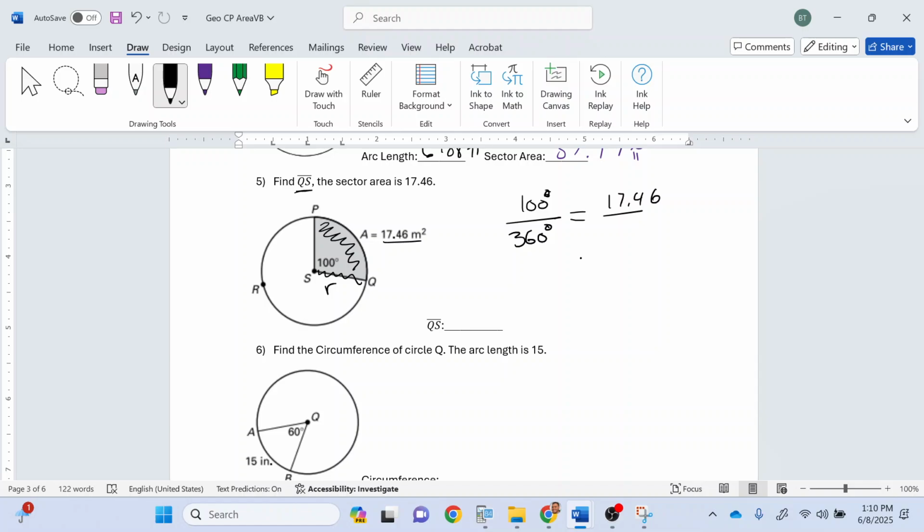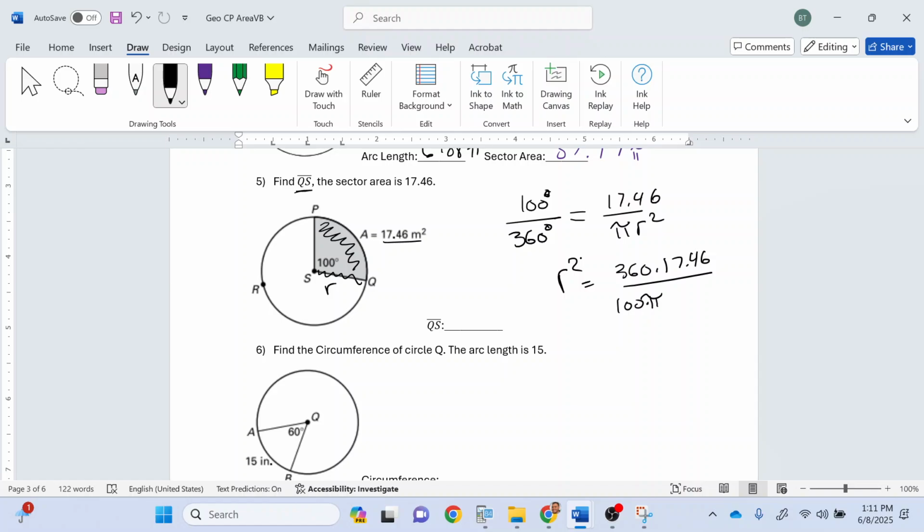in this case, I want to figure out what is the circle or the radius. So I'm going to use the formula pi r squared. So in this case, I'm going to have to find r by itself. I'm going to do a little bit of algebra, and I'm going to get r squared equals 360 times 17.46 divided by pi times 100 on the bottom. And then I'm going to have to square root that. So I'm going to just do it in my calculator. 17.46 divided by 3.14 divided by 100. Square root that. It's about the square root of 20.